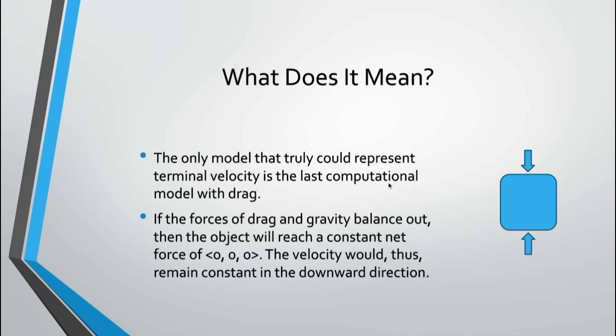So what does it mean? The only model that could truly represent terminal velocity is the last computational model with drag, since it applies all the forces that could be applied on the object, drag and gravity, the most accurately. And if the forces of drag and gravity balance out, then the object will reach a constant net force of 0.00 meters per second squared, and so the velocity would thus remain constant in the downward direction.